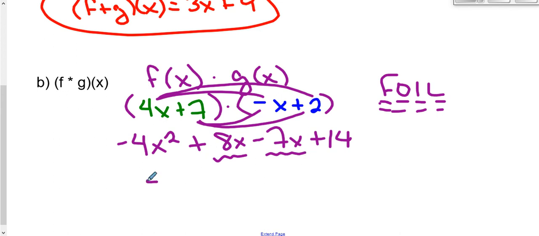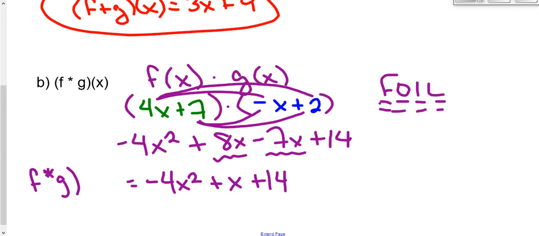So the negative 4x squared will stay the same. But I can do positive 8x minus 7x. I have 8 x's and I'm subtracting 7 of them. I'll only have 1 left and it will be positive. And then I can bring down the plus 14 that also hasn't changed. So this time I had to take my f of x function and multiply it by g of x. And I got f times g of x is this quadratic right here, negative 4x squared plus x plus 14. So I multiplied the two equations together to get my result.